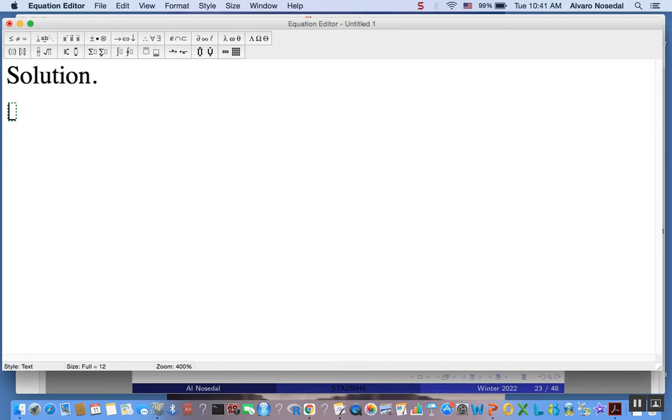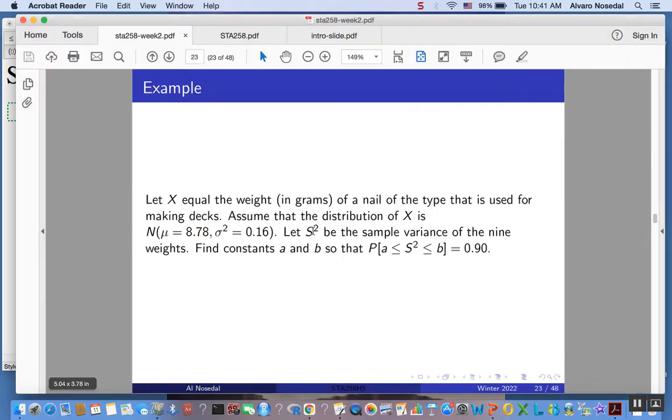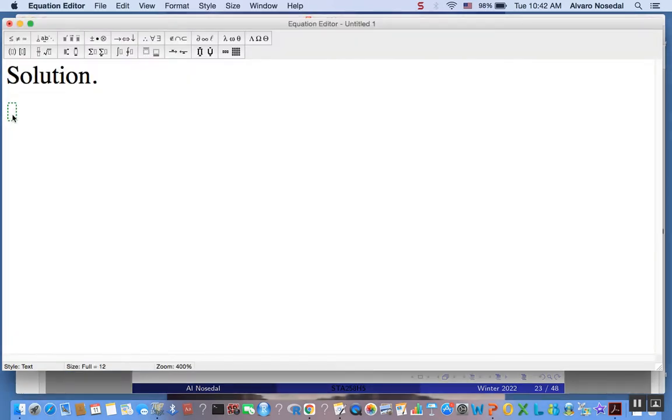So, what's the key to solving that problem? So first, note that we have a random sample of size 9 coming from a normal distribution with some mean mu and some variance sigma squared. And we would like to say something about the sample variance, right? So if you remember, there's this theorem 7.3 that goes something like this.